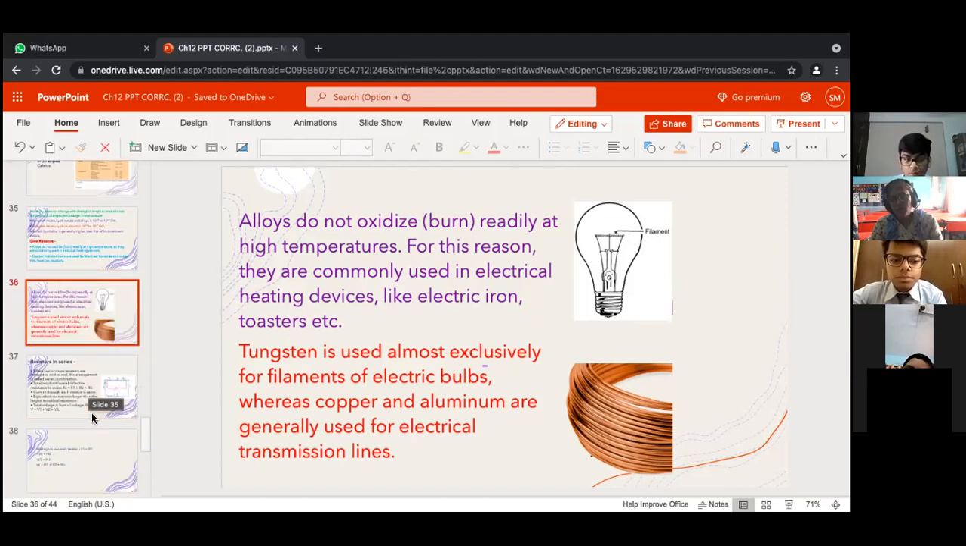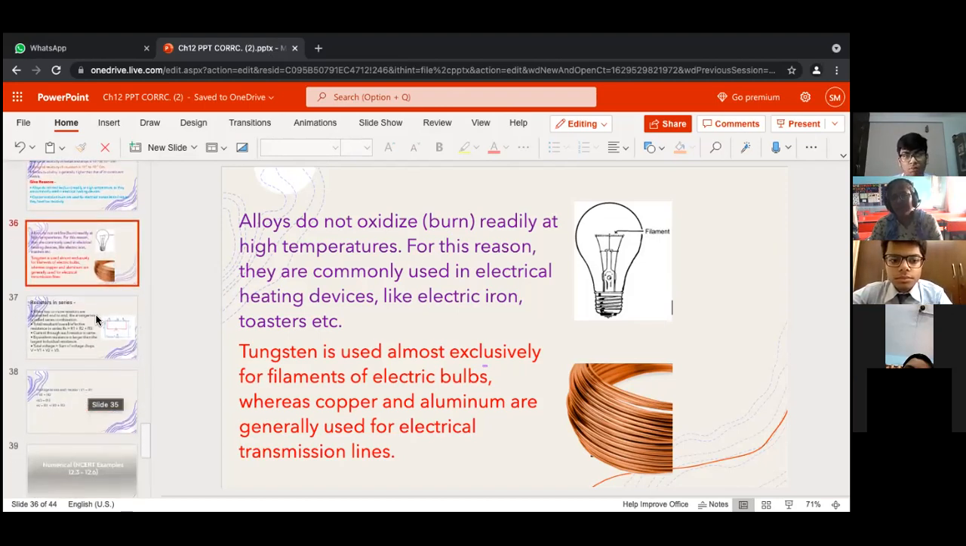Earlier we used bulbs which had filaments, and these filaments were made of tungsten, though nowadays we are using LED bulbs. Is it clear? Any doubt, beta? No, ma'am.